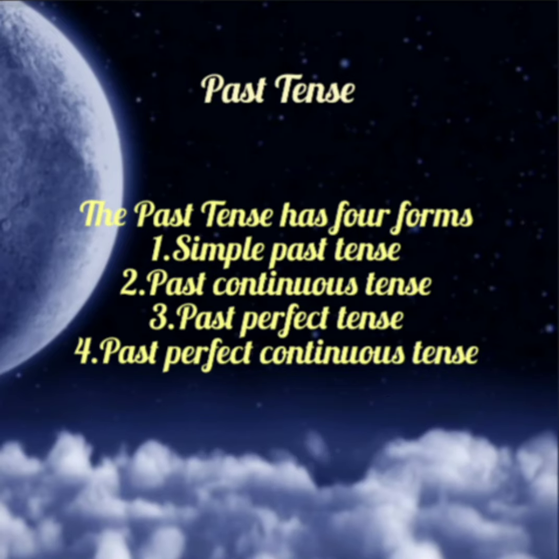The next category is past tense. Past tense also has four forms: simple past tense, past continuous tense, past perfect tense, and past perfect continuous tense. Past tense shows the past action which had already completed in the past time.